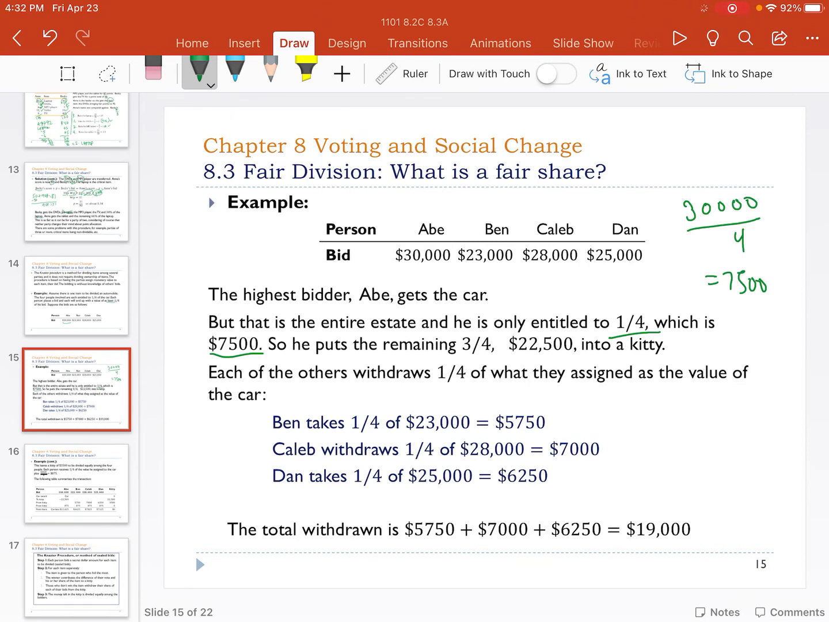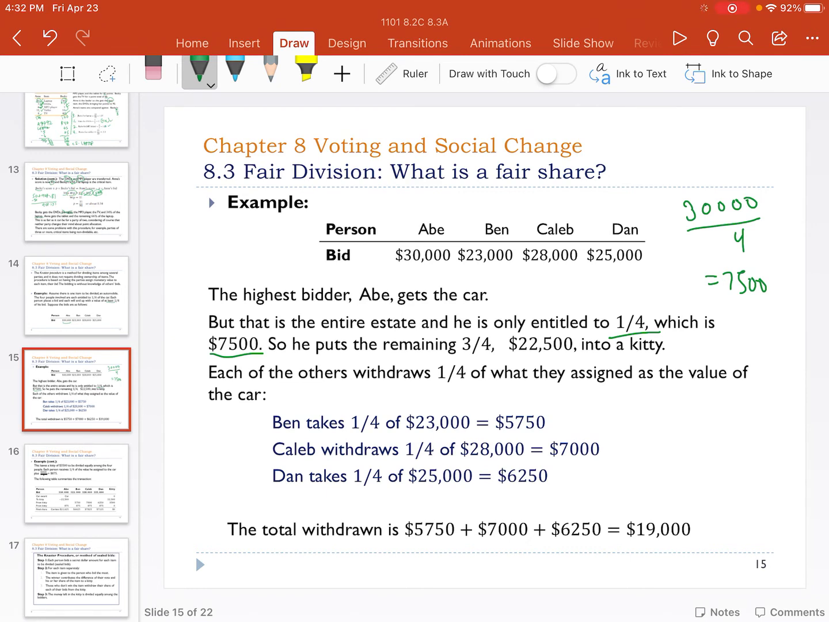Now we have this strange thing that happens. The remaining part of it goes into a kitty, which will be redistributed, and each of the others withdraws 1/4 of what they assigned as the value of the car. So in some ways you have incentive for a high bid, and in some ways you don't. If you really want the car, bid high. If you don't, bid just enough so you won't have to buy the car. If you bid like $100, you're going to get 1/4 of $100, and that would not be too good.